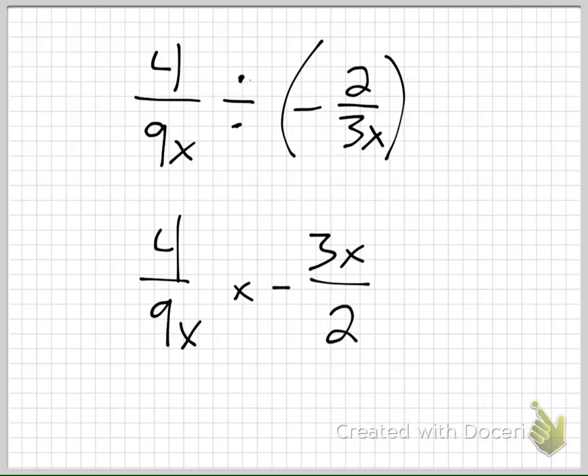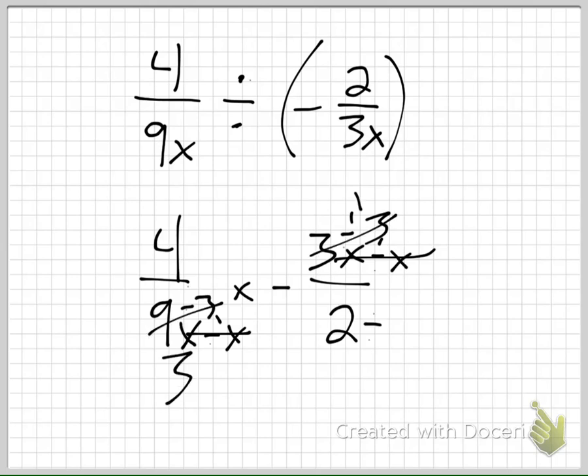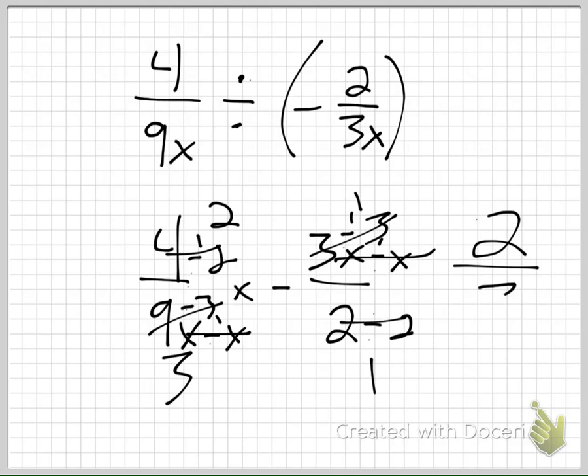What can I reduce? I can reduce the x's, right? Divide this by x, divide this by x. The x's are gone. I can divide this by 3, divide this by 3. That's a 1. And then I can divide this by 2, divide this by 2. This is a 1. That leaves me with 2 times 1 is 2, over 3 times 1 is 3. 2/3. How many of you got 2/3? Negative 2/3. Did you get that?